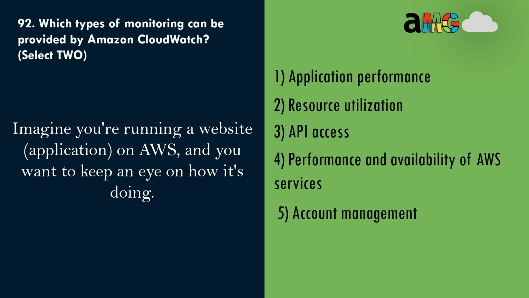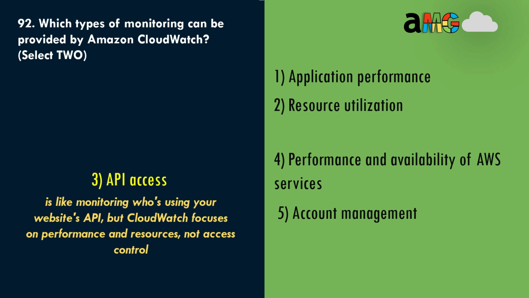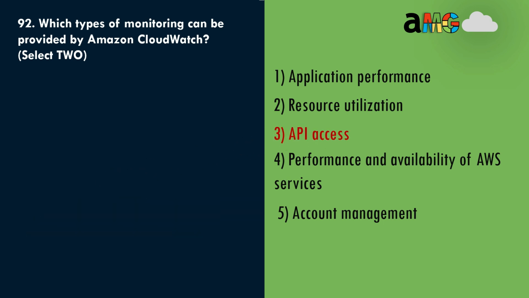So imagine you are running a website, which is the application on AWS, and you want to keep an eye on how it's doing. Okay. So option 3, API access, is like monitoring who is using your website's API, but CloudWatch focuses on performance and resources, not access control. Okay. So this is the wrong answer.